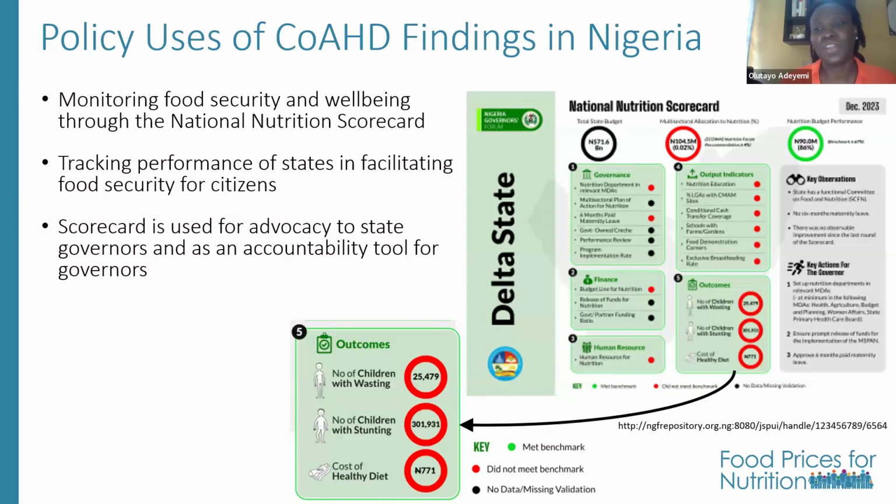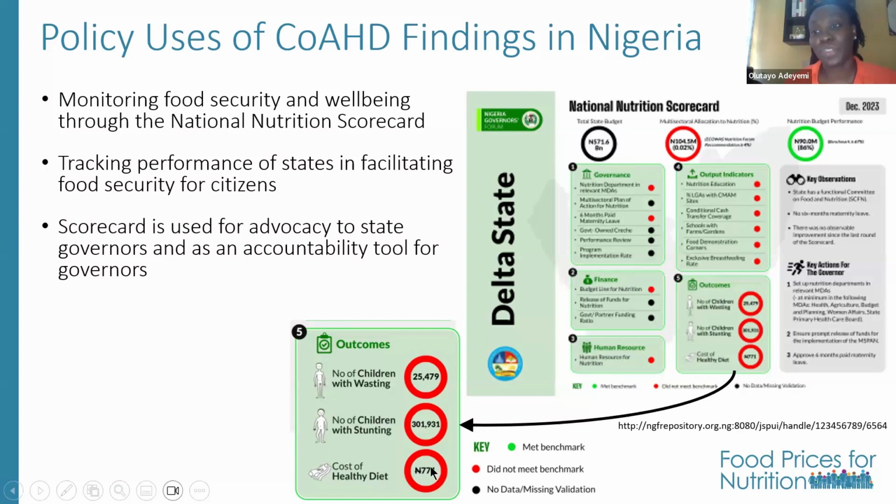So it became an indicator that the Nigeria Governors Forum, that holds governors of each state accountable, started to use as an accountability indicator for holding the governors accountable. So they published the National Nutrition Scorecard, and they added the cost of healthy diet as an outcome indicator. So this is an example of a scorecard for one state. And the cost of healthy diet is there as an outcome indicator. And essentially for all states so far, they started reporting this in 2023.